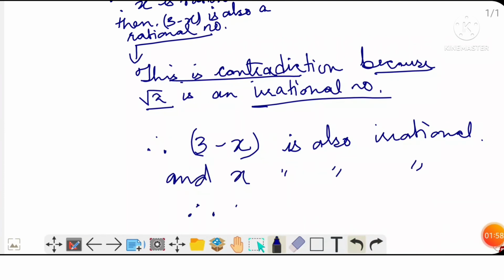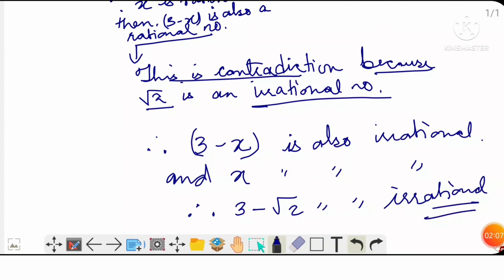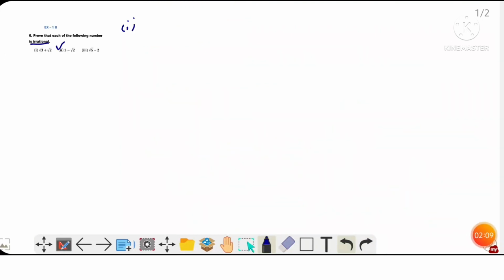Therefore, 3 minus root 2 is also an irrational number. This is how you prove your answer by the method of contradiction.